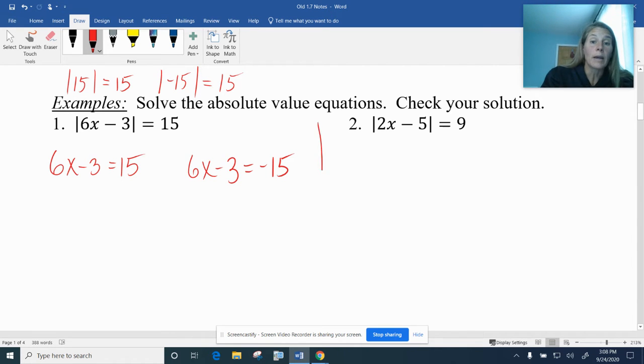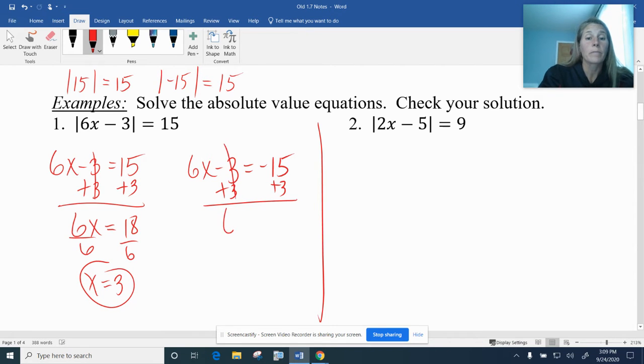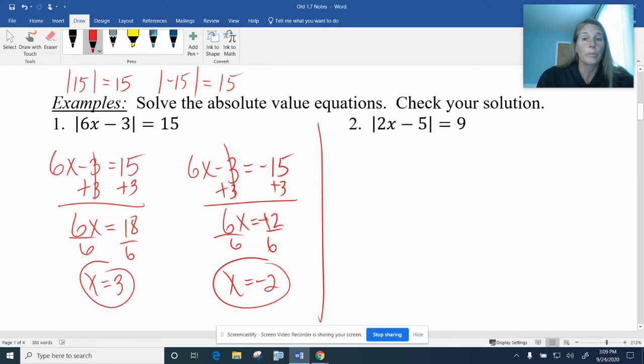So once you write it down the two different ways, you're then just using your basic algebra skills to solve for x. So adding the 3, dividing by 6, and we have x equals 3. Then on the other side, we're adding 3, negative 12, divide by 6, x equals negative 2.